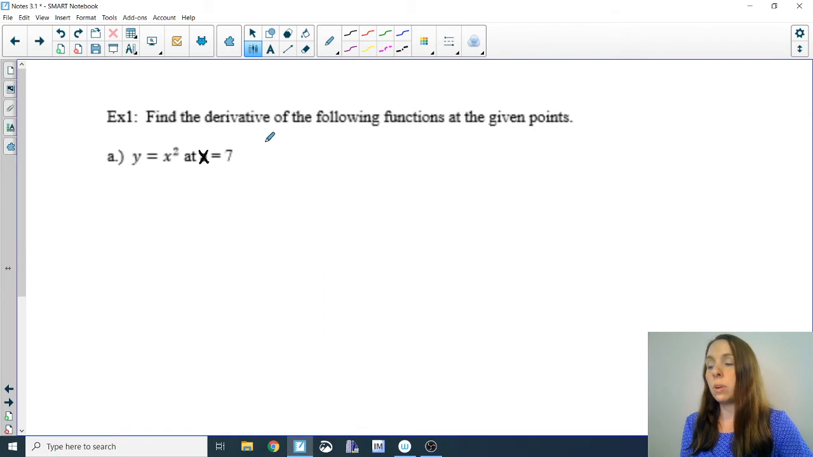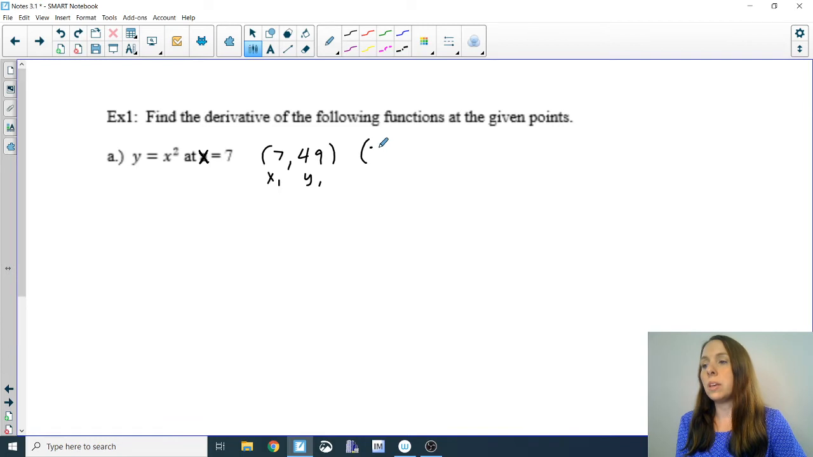But here's what I suggest you do with this type of problem. You set up, first of all, you draw an actual parenthesis. You set up an ordered pair with your given x coordinate, and let's fill that in here. When x is 7, y is 7 squared, which is 49. You can even label that x1, y1 if you would like. And then the second ordered pair, okay, this is key. How do I get another ordered pair? I only have one x coordinate. The second ordered pair will always be that x coordinate plus h. Just add an h to your x coordinate.